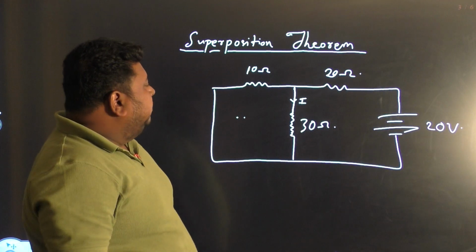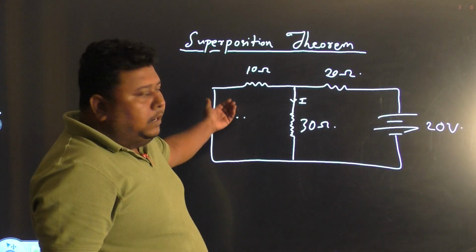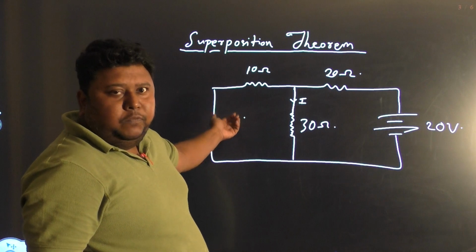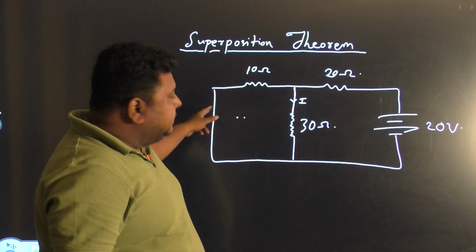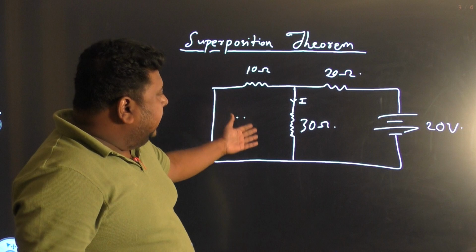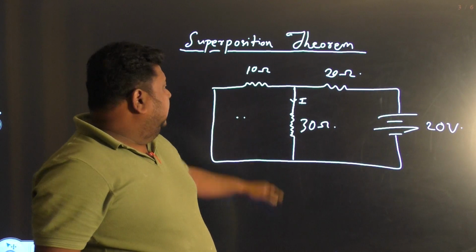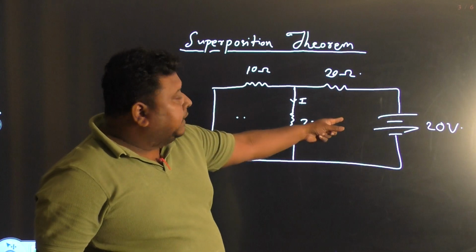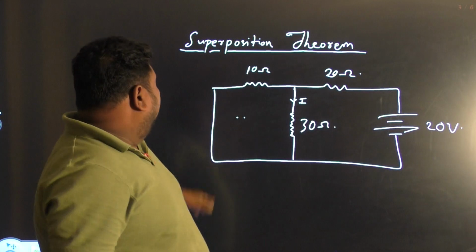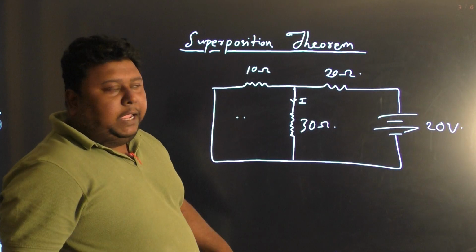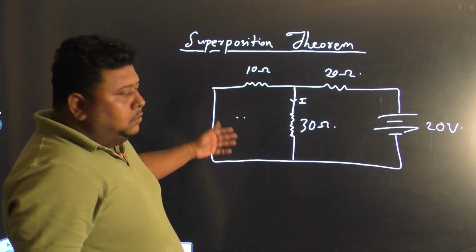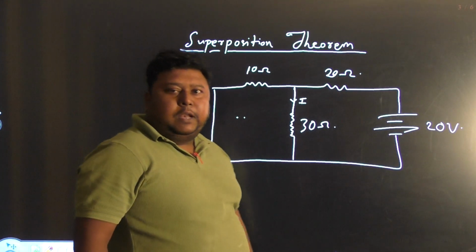And in the second step, the same way as you found the current in the first step in 30 ohm by considering 50 volt, the same way you have to find the current flowing in this 30 ohm by considering 20 volt. Already you have short circuited by eliminating 50 volt. So all the calculation method, you are aware about that.